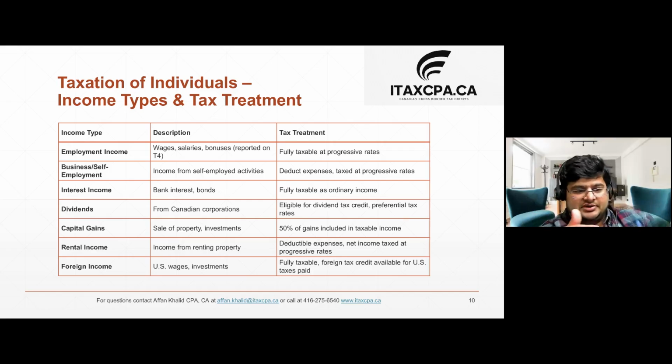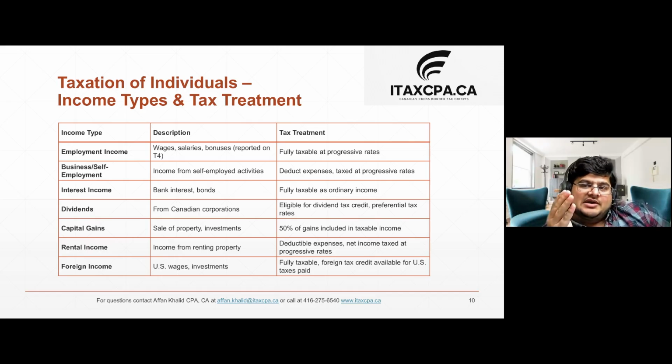I'll share the rates in one of my slides, how the tax brackets are laid out, and how the tax rates will increase as you get into a higher income bracket. Okay, so that's our employment income. For employment income, in some limited cases, you are allowed to deduct certain expenses, but there are a lot of restrictions on what expenses you can deduct.